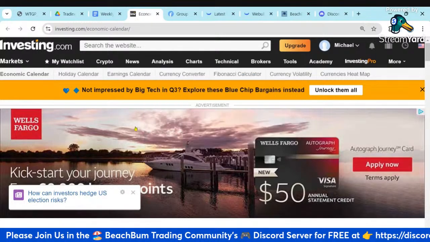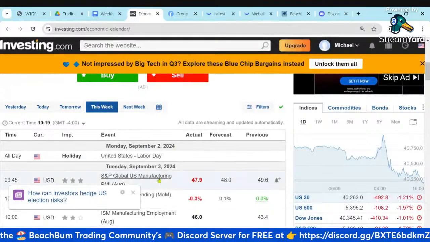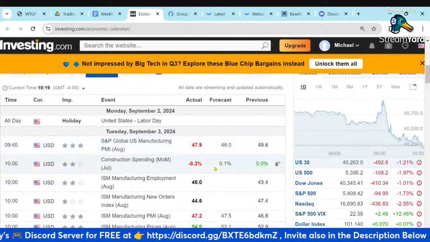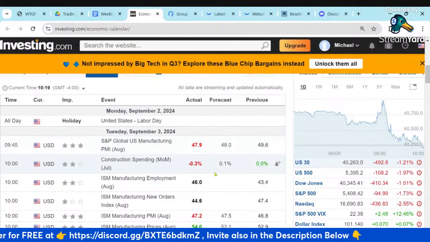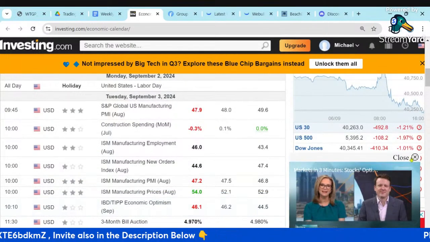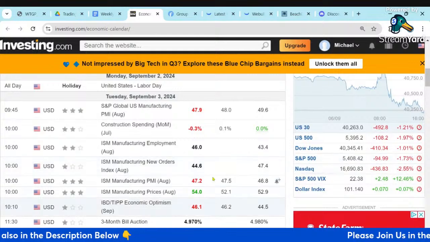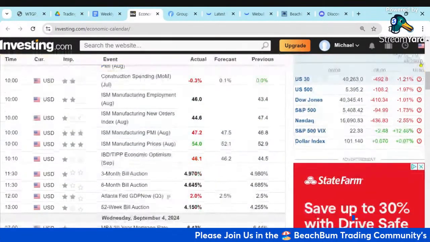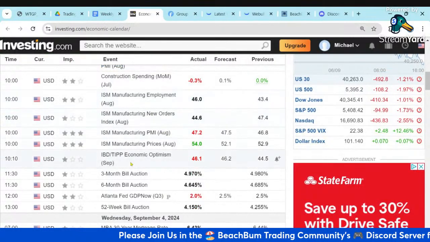Okay, let's see what else. So global manufacturing, again, below 50. All our manufacturing data is showing a slowdown in manufacturing. We saw a decrease in manufacturing jobs. So all the manufacturing sector is telling us there's a slowdown in the economy.